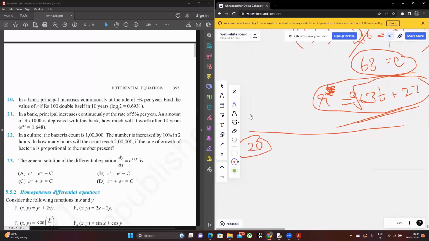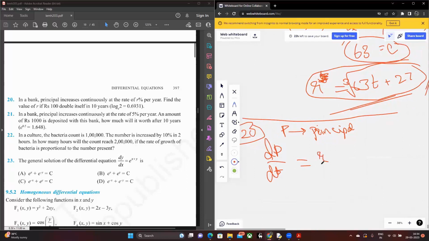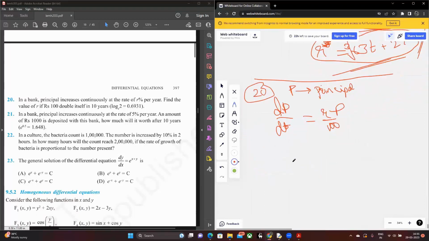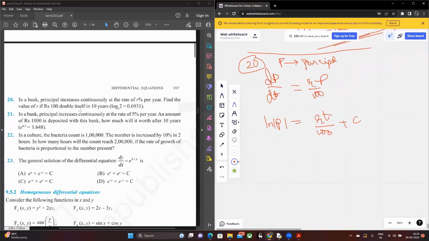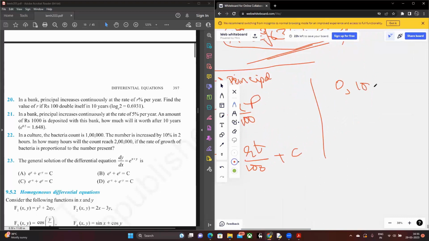Then going to question number 20. In a bank, principal increases continuously at the rate of r% per year. All right. Find the value of r if 100 rupees doubles itself in 10 years. Cool. So let P be the principal. If P is the principal amount, then you have the fact that dP by dt is equal to r by 100, right? It's r by 100 times P. So you basically have the fact that ln mod P is equal to rt by 100 plus C. Cool. So you have, again, two data points over here. At t equals 0, you have rupees 100. And at t equals 10, you have rupees 200, right?